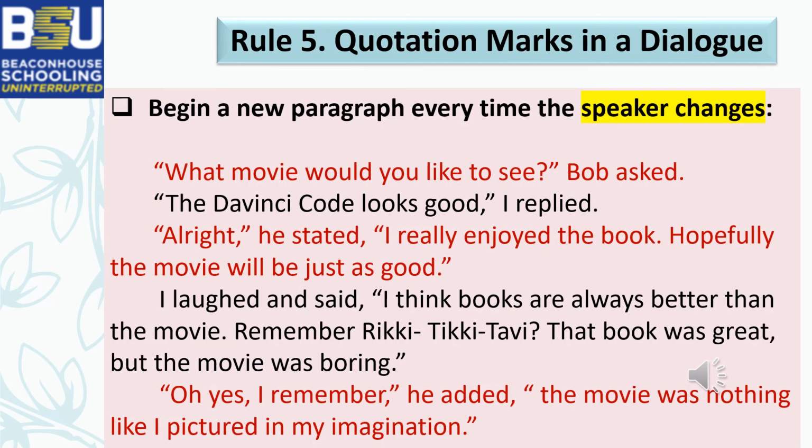Rule 5. Quotation marks in a long dialogue. Begin a new paragraph every time the speaker changes. In this excerpt, you see the dialogues of speaker 1 are written in red ink, and the dialogues of speaker 2 are written in black ink. And every time the speaker changes, we change the paragraph, and the change of paragraph is denoted here with indentation.